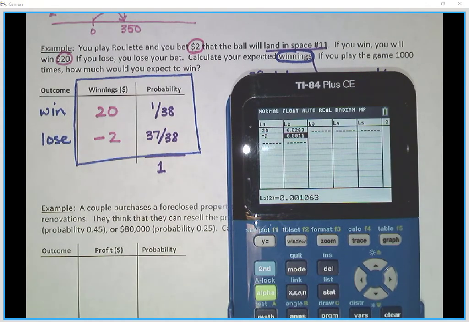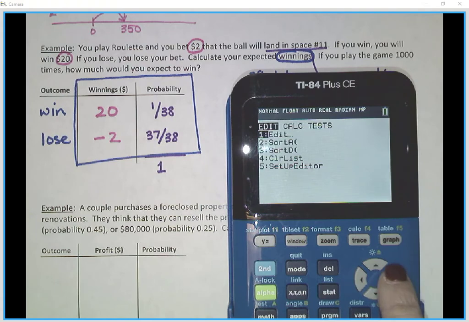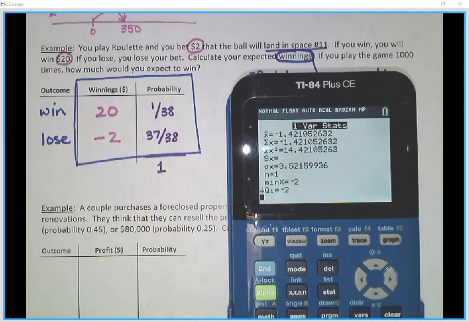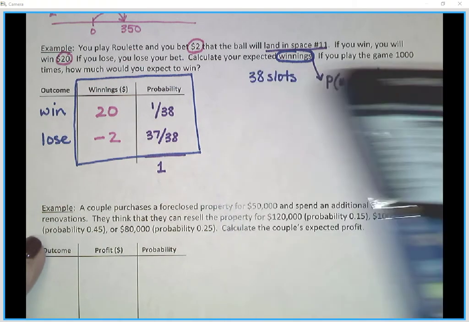And then we're going to type 37 out of 38. You just let the calculator deal with whatever the calculator does. Okay. And then you go 1-Var Stats, L1, L2, and you still get negative $1.42. So it's going to be the same answer, regardless of which way you do it.